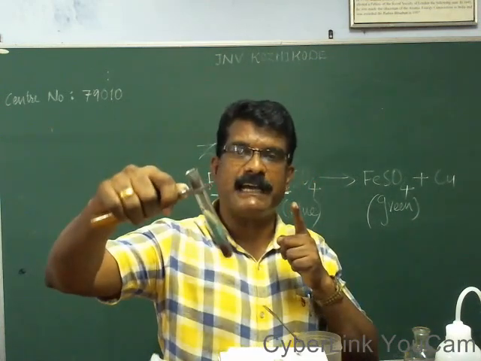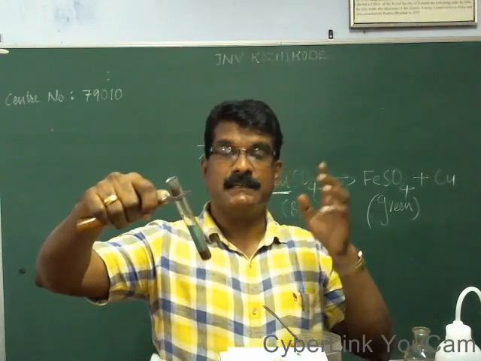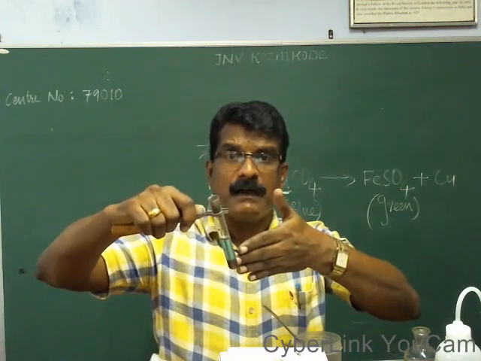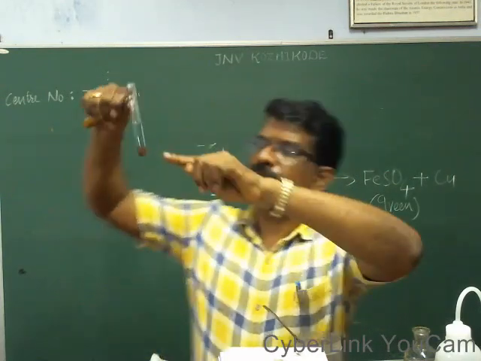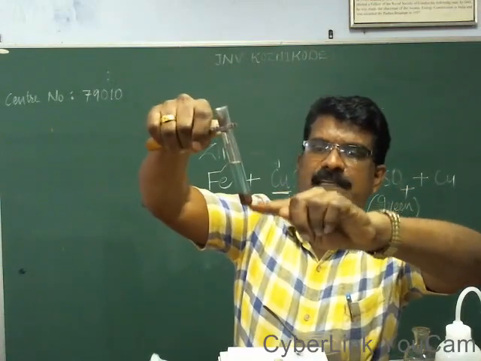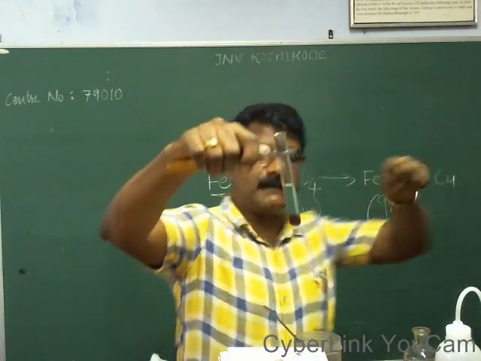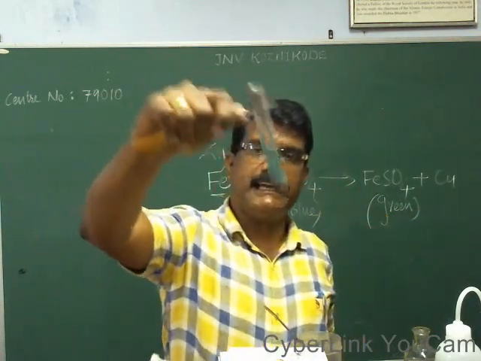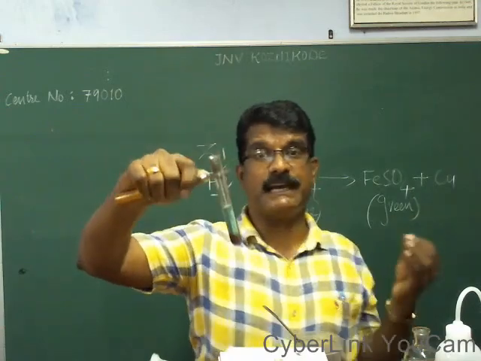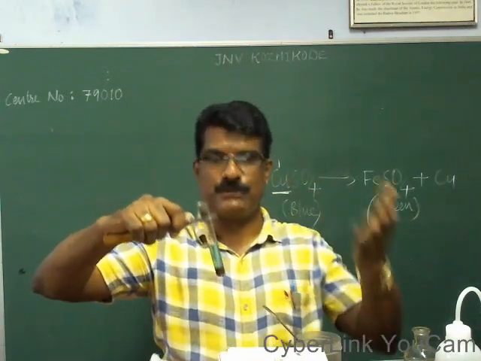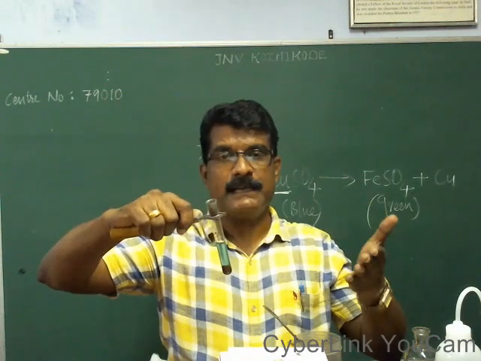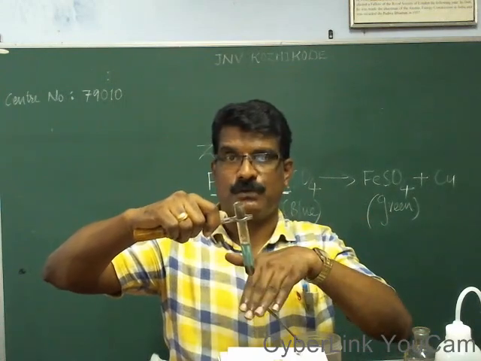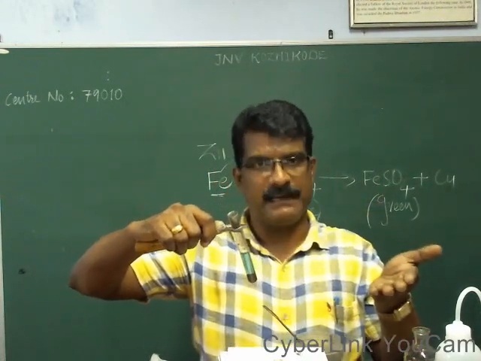From this what we can understand? We can understand that iron is more reactive than copper. That's why it becomes iron sulfate. And if you clearly see, we can see the copper particles. Copper is getting separated. And here you can see the green iron sulfate. That's why iron displaced copper from copper sulfate solution. That's why it is called displacement reaction.